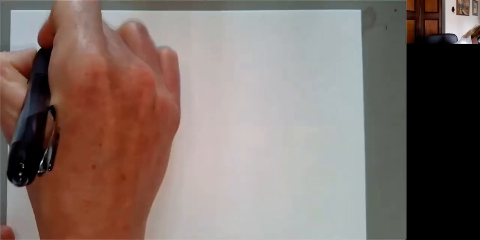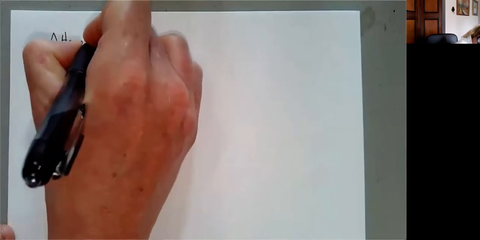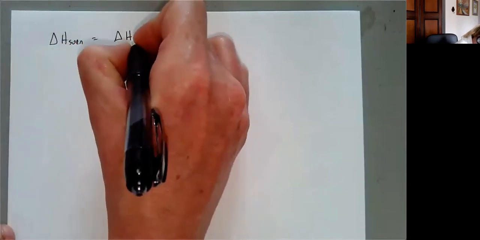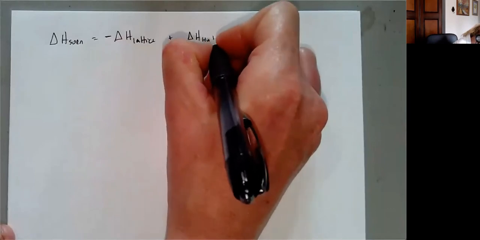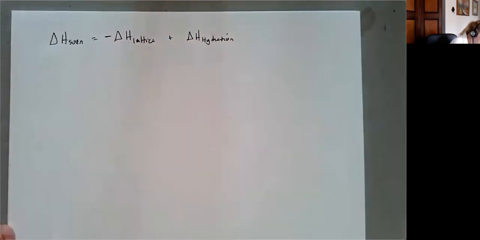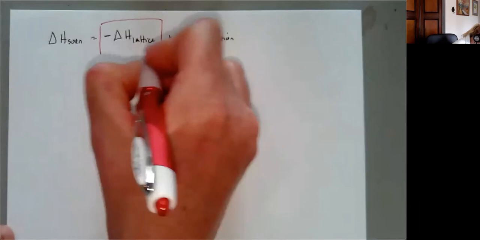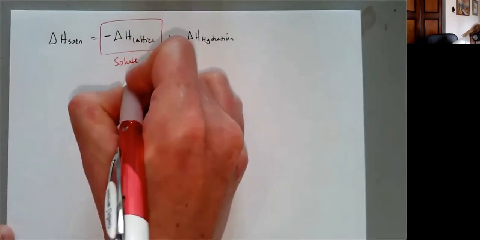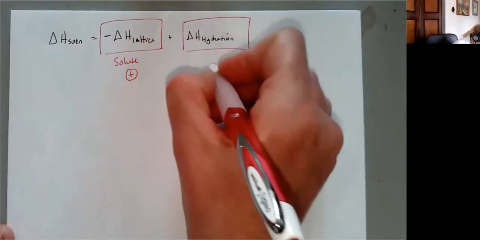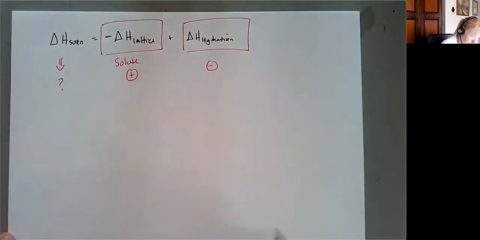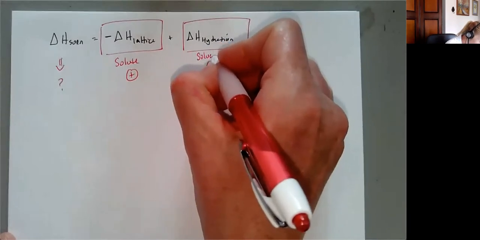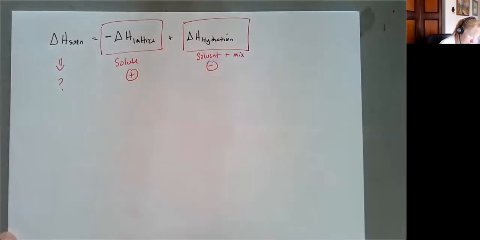And this will be probably the last thing we cover. So delta H of solution then equals delta H of my lattice. And remember, I'm going to make that a negative, plus delta H of hydration. So this is my solute here. This is going to be positive. This is going to be negative, and this is going to depend on the magnitude here. This is my solvent plus my mix, if you remember.